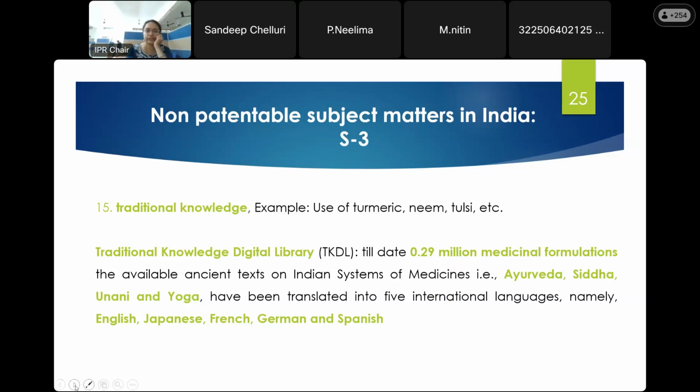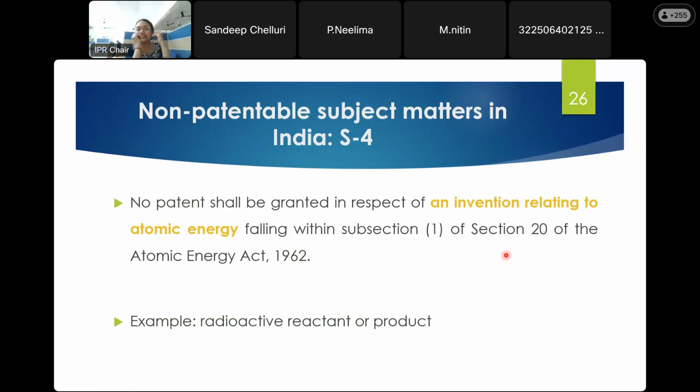Okay. Then there is section 4. Up to that was section 3. Section 4 has only one subject matter, that is anything relating to atomic energy. If you have anything that uses any radioactive material or radioactive reactant, or the product is radioactive itself, in those cases our patent office will send it to the Department of Atomic Energy. Unless and until they get the NOC from DAE, they will not process your patent application. So these are the non-patentable subject matters in India.